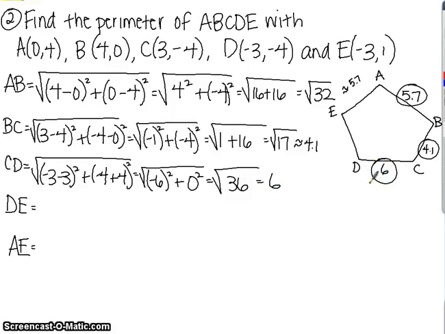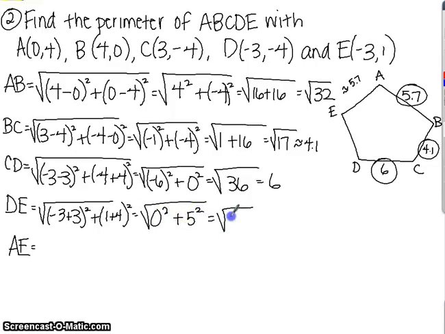Okay, we're getting there. DE. So now the last 2 points, negative 3 turns into a plus 3 squared plus 1 minus negative 4 turns into a plus 4. Okay, 0 plus 5, 25. Square root of that is 5.